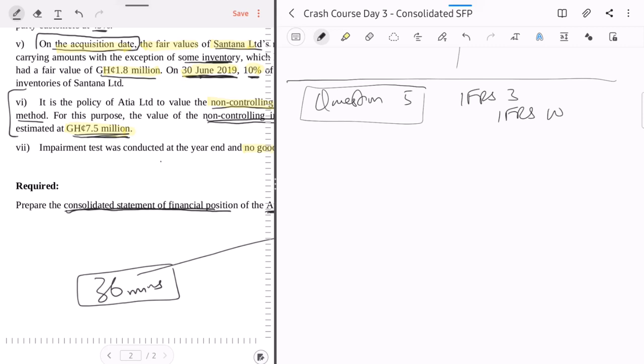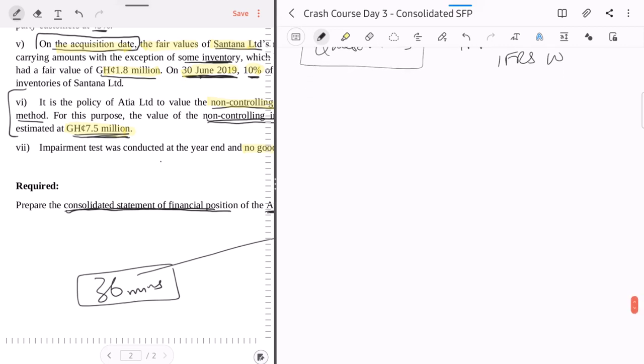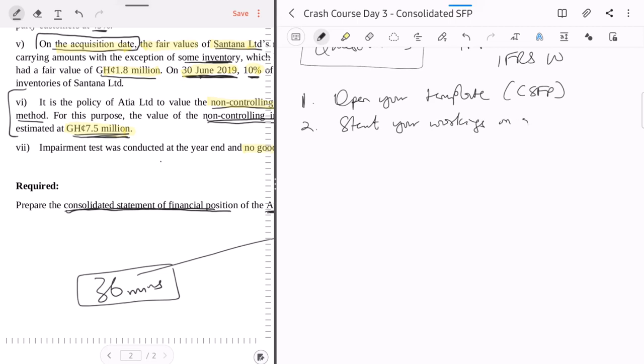So back to the procedure I was talking about. When it comes to groups, remember I told you, let's lay out the standard working. So I said, first step is what? Open your template. That is a consolidated statement of financial position. Second step is to start your workings. Please pay attention. Start your workings on a different page. Next thing you need to do is to what?